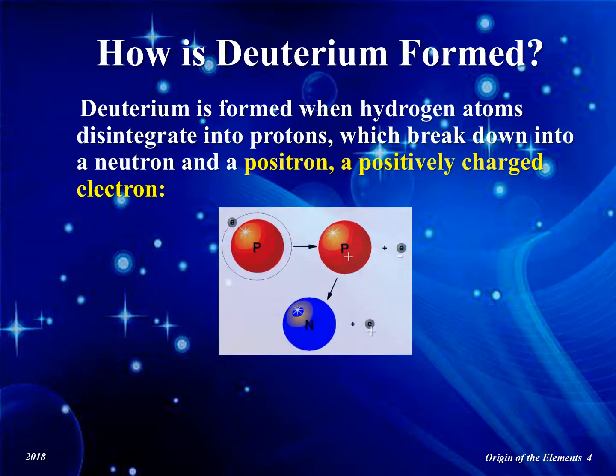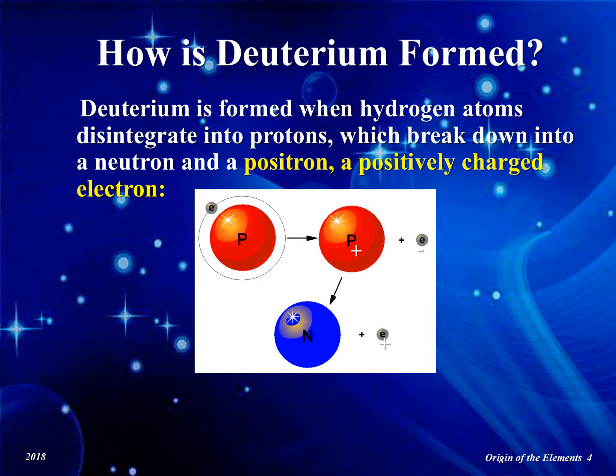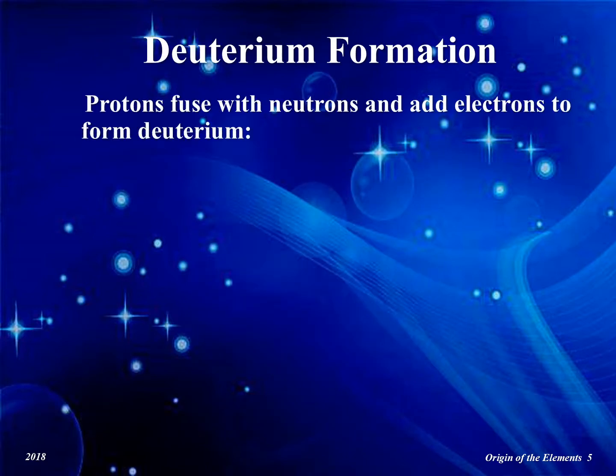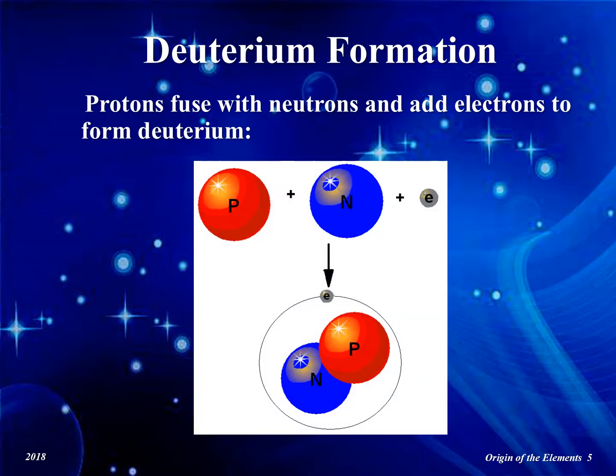Deuterium is formed when hydrogen atoms disintegrate into protons, which break down into a neutron and a positron. A positron is a positively charged electron. The diagram shows how the neutron is formed. Protons, neutrons, and electrons are the basic parts of atoms that are used to create all the other elements that make up the periodic table. When protons fuse with neutrons, and electrons are added, deuterium is formed as shown in the diagram.